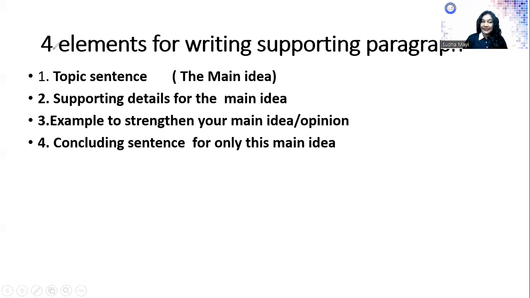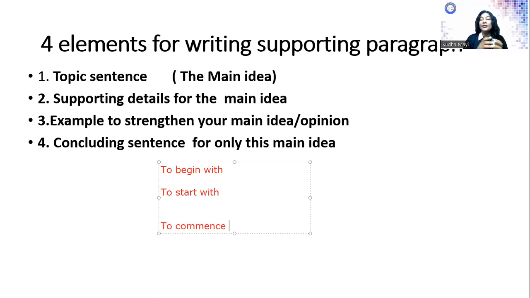We have different connectors, sequence connectors. We have like to begin with. This is how we can start our body paragraph one, or we call it a supporting paragraph, or to start with, or to commence with. You can use any of these three connectors and start writing your topic sentence, which is nothing but your main idea, followed by supporting details for the main idea.